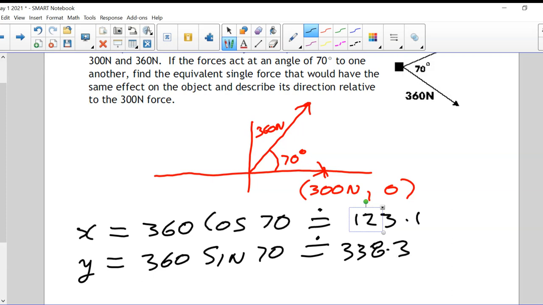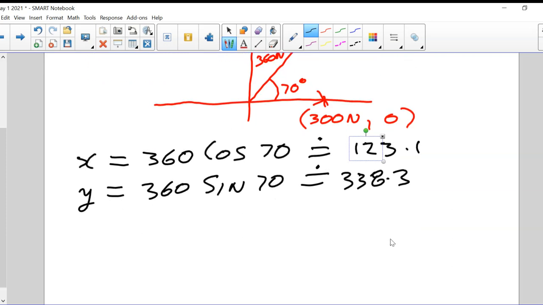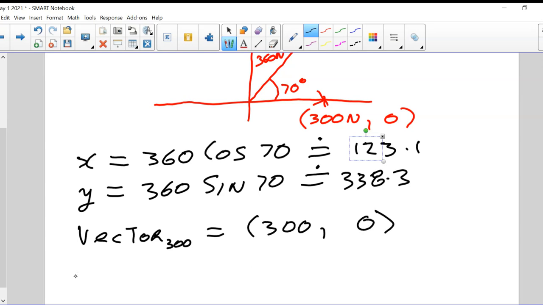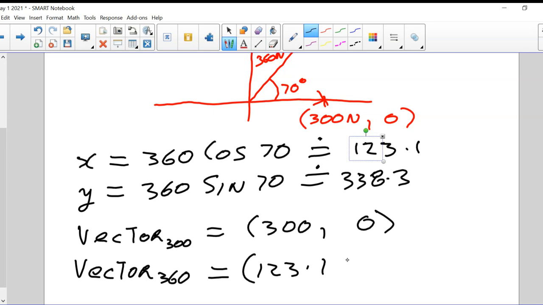Okay, so here's what we're saying. One vector, let's call this vector 1. I put vector and then a subscript of 300, that's probably the best way to do it. It has the following x and y components: 300 and 0. The second vector, which I'll call the 360 vector, has components with an x coordinate of 123.1 and a y coordinate of 338.3.